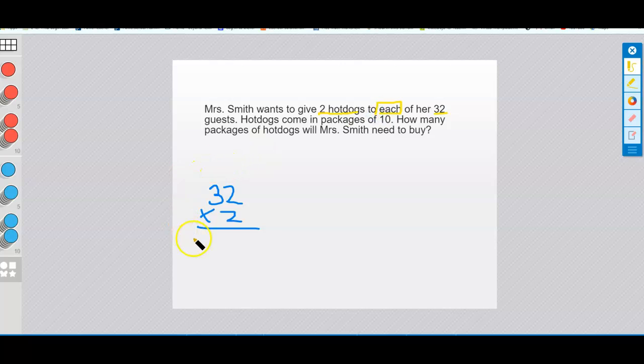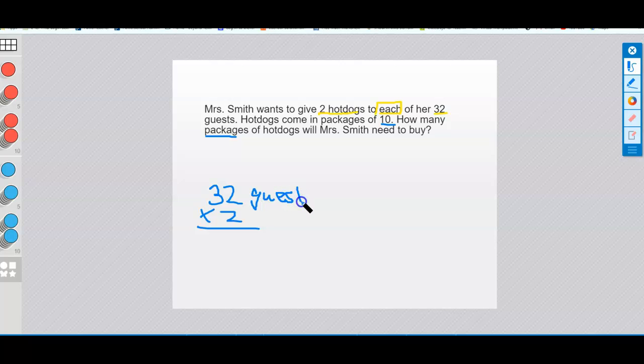So if I imagine that over here, here's 32 of her guests, and each of them are going to get 2 hot dogs. And the second part says hot dogs come in packages of 10. How many packages of hot dogs will Mrs. Smith need to buy? So let's first find out how many hot dogs she's going to need. So we need to know 32 guests.